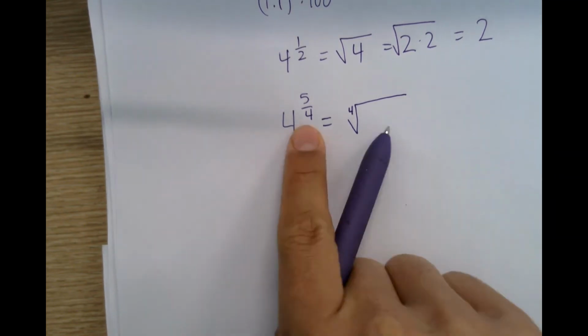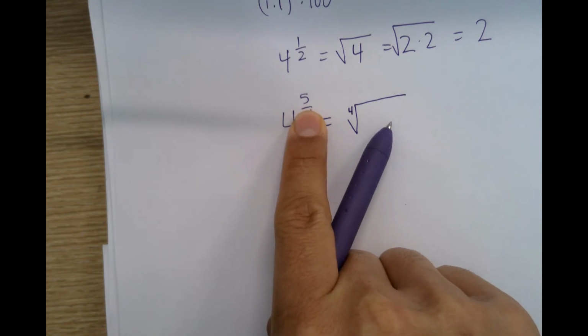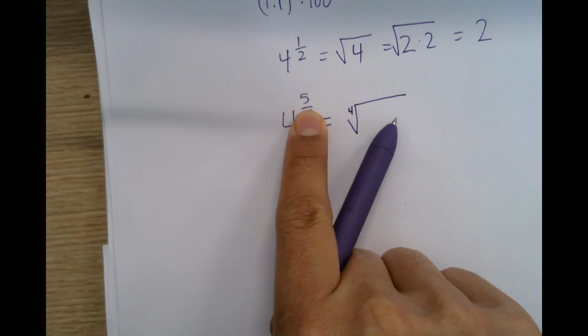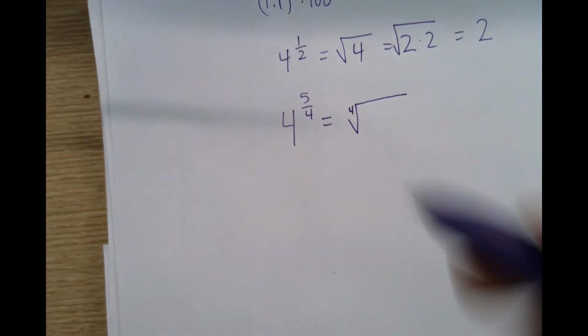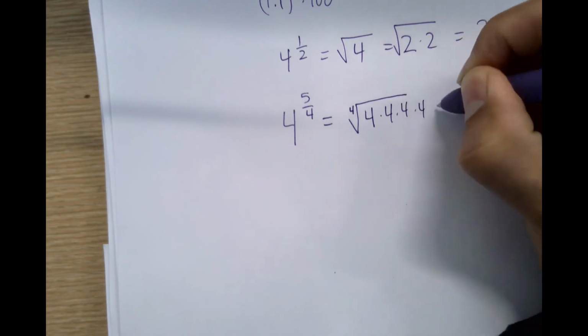What does this 5 mean on the top right of this exponent? Joaquin? How many times we're going to multiply by? So that means we're going to multiply by once, twice, 3 times, 4 times, and 5 times.